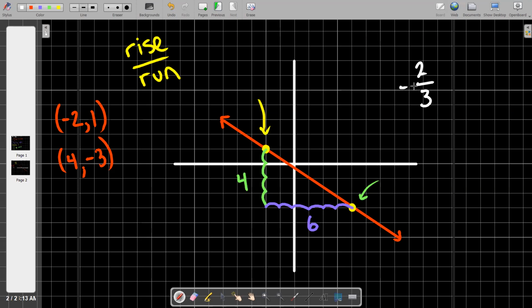So that's how you find the slope of a line. It's a very simple process. All you have to know how to do is reduce a fraction and count. All right, let's practice again.